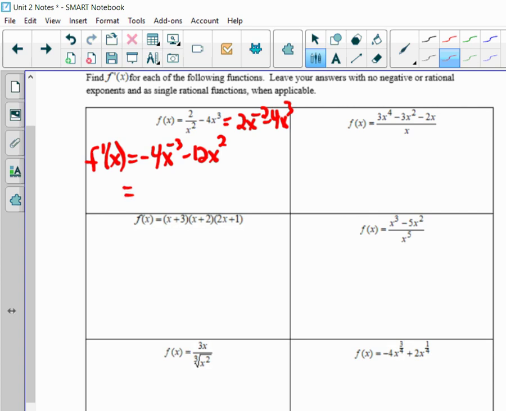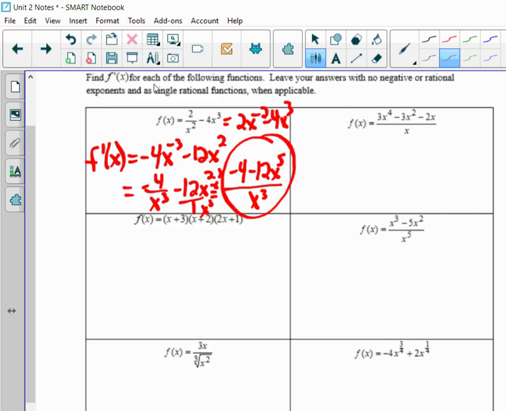So let's do a little simplification here. We could write this as negative 4 over x to the third minus 12x squared. That would be no negative exponents, right? Now, if we wanted to write it as a single rational function, we would have to get a common denominator. Honestly, I would probably just leave it like this, but I want to do this one to show you the answer. I would need an x to the third on the top and the bottom. So that would become negative 4 minus 12x to the fifth over x to the third. And that would be the simplified answer that they want you to give.